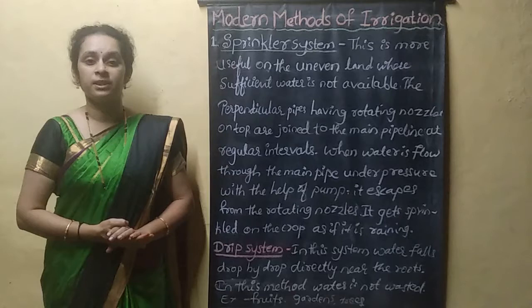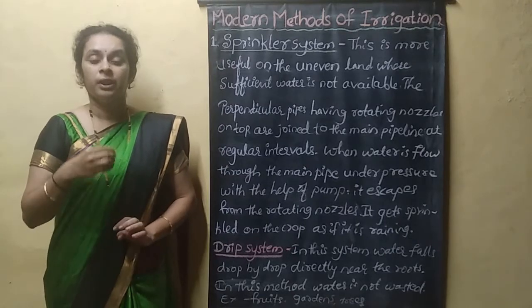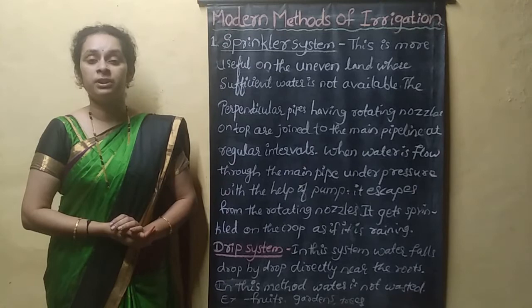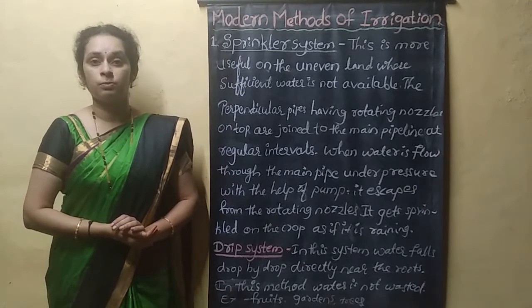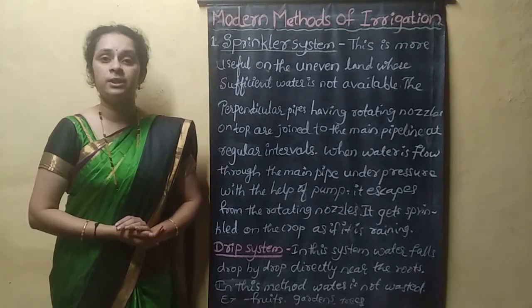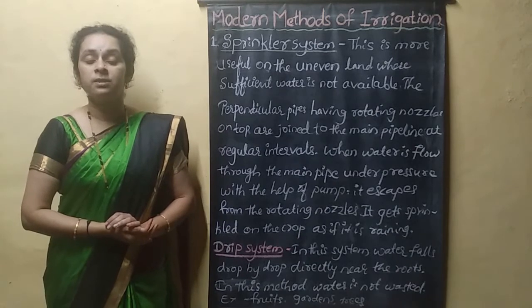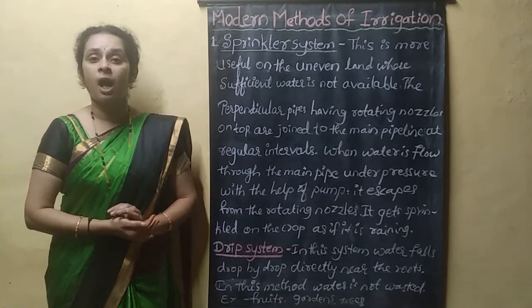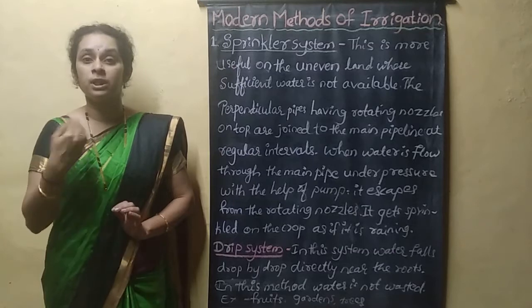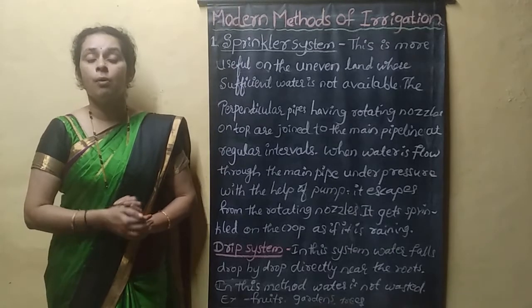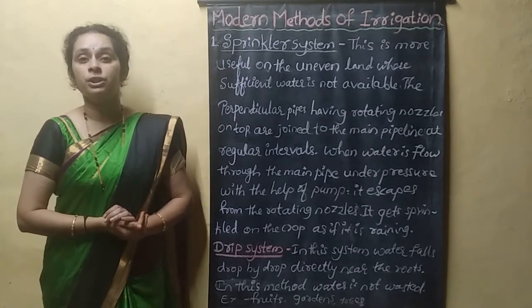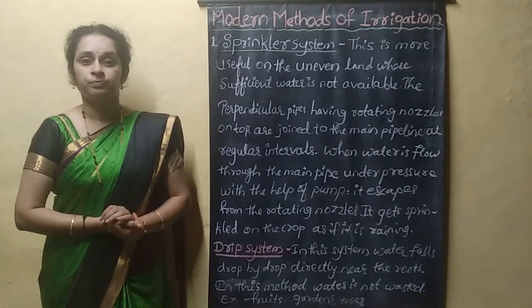Irrigation. In today's class, we will discuss modern methods of irrigation. In modern methods of irrigation, there are two systems or two methods. First one is the sprinkler system of irrigation, another one is the drip system of irrigation. These modern methods of irrigation are the most efficient as well as water conserving methods of irrigation.